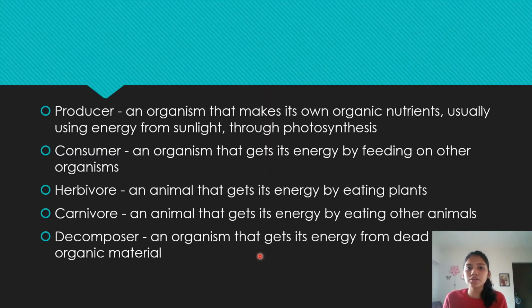Then a consumer is an organism that gets its energy by feeding on other organisms. One is the mouse in the first scenario. The mouse fed on the corn, so it's a consumer. And also the owl. The owl fed on the mouse, so it is a consumer as well. But how do you distinguish between these two consumers? Now you have different categories of consumers: primary, secondary, tertiary, and quaternary.